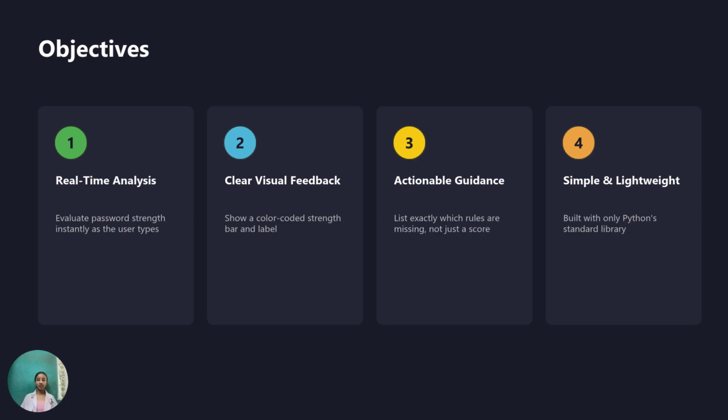Third, actionable guidance. This is the part I think matters most. Instead of just showing a score or a color, it tells the user exactly which rule they are missing, like add a special character or add an uppercase letter. That turns a vague strength meter into something the user can actually act on immediately.